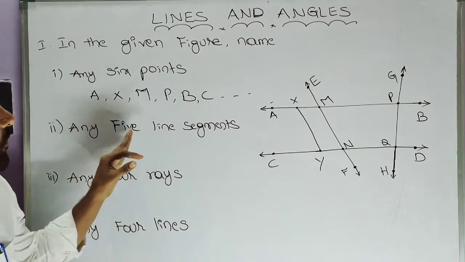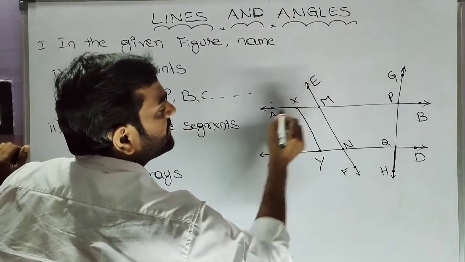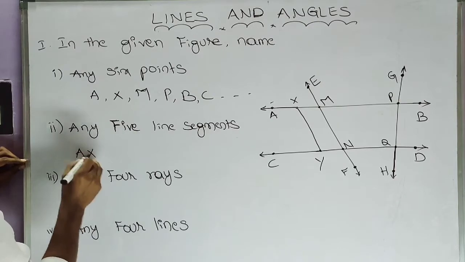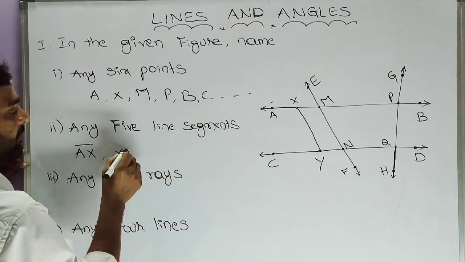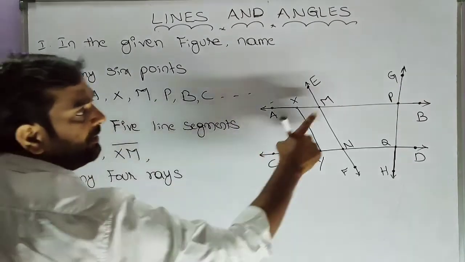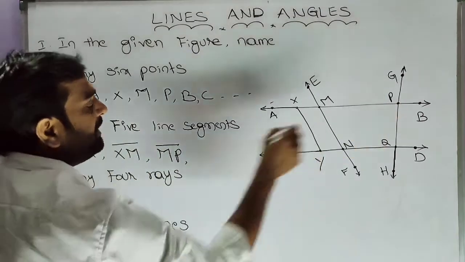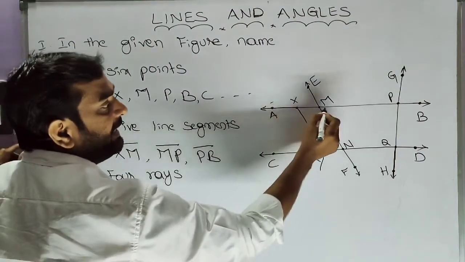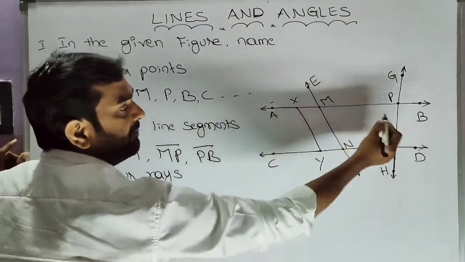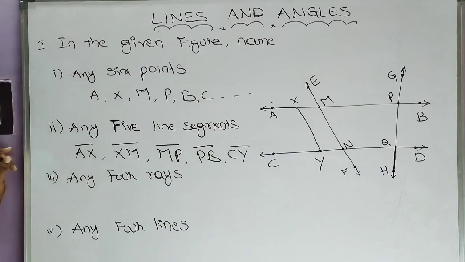And any 5 line segments. Listen, from A to X, one line segment, so we can write AX line segment. XM, another line segment, MP, and PB. And we can also write AM, AP, AB, and CY; we can write any number of line segments. We need just 5 line segments, which I wrote here.